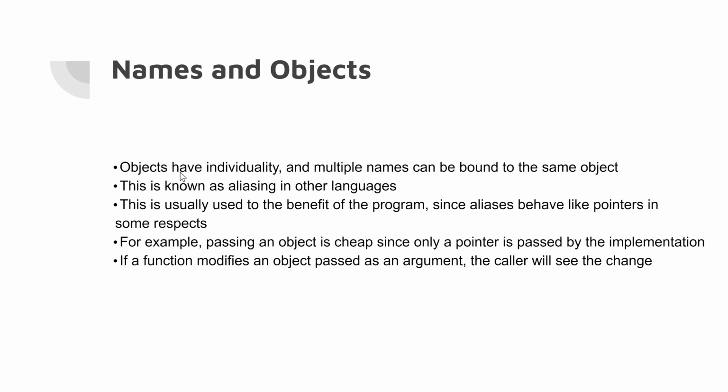Names and objects. Objects have individuality, and multiple names can be bound to the same object. This is known as aliasing. This is usually used to the benefit of the program, since aliases behave like pointers in some respects. For example, passing an object is cheap since only a pointer is passed by the implementation. If a function modifies an object passed as an argument, the caller will see the change.